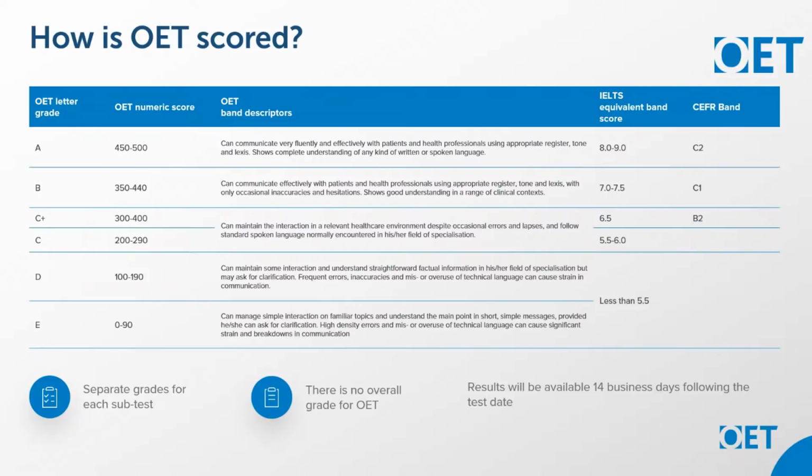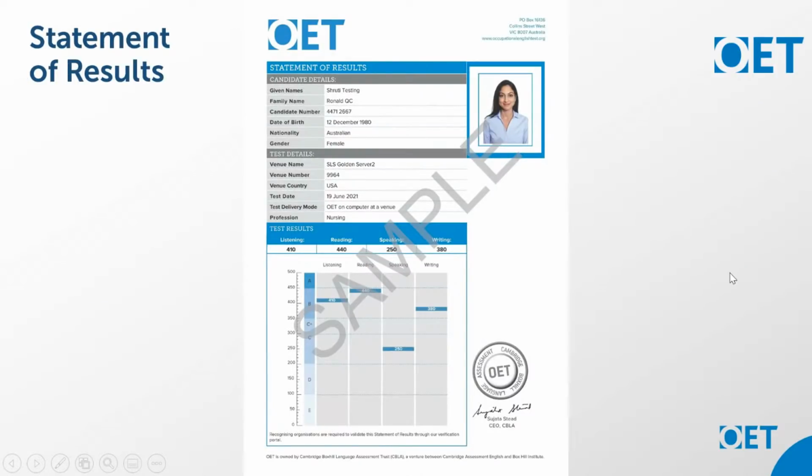So what score do you need for OET? Well, different regulating bodies in different countries have different requirements. But as an example, if you want to register with the Nursing and Midwifery Council, the NMC in the UK, you will need at least a C+ in writing and at least a B grade in the listening, reading, and speaking tests.